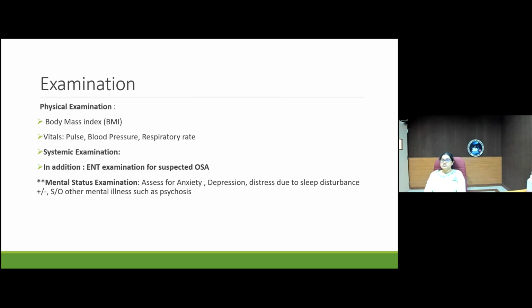Mental status examination is very vital, checking for the person's mood state, whether he or she is depressed or anxious. Very often, mood is considered to be a vital sign along with the other vital signs such as pulse, blood pressure, temperature, respiratory rate. So it is considered the fifth vital sign now. So always check for the person's mood state when a person comes with a complaint of sleep disorder, because sleep disorders can themselves manifest with psychiatric disorders, and psychiatric illnesses can present with sleep disturbances.